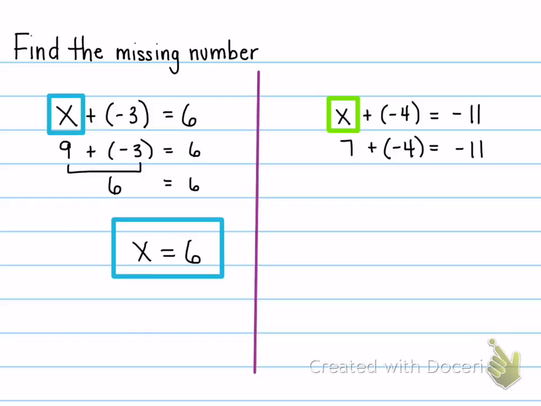Let's try the 7 as a negative. When I look at these two numbers, the signs are the same, so I add. I get 11. And since the signs are the same, you add and keep the same sign. Oh, I get negative 11 equals negative 11. So I find that this is x equals negative 7.